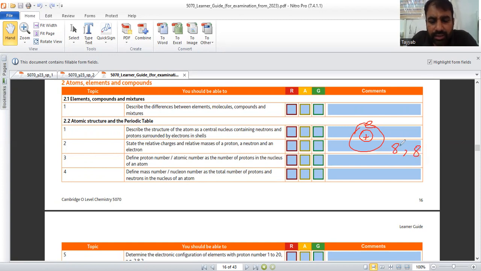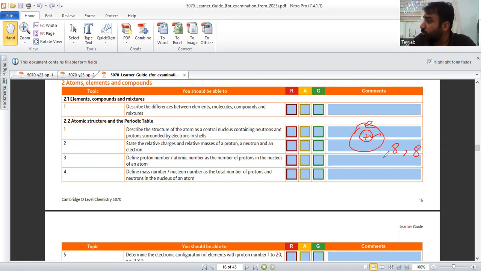That's why the atom is electrically neutral. Then why does it become negative or positive? Any atom gets a positive or negative charge when it gains or loses electrons, which is called an ion. We will see in the topic of ion what an ion is. If we see this checklist again, describe the structure of the atom as a central nucleus, that is, the nucleus is in the center containing neutron and proton. What is in the nucleus? Neutron and proton.